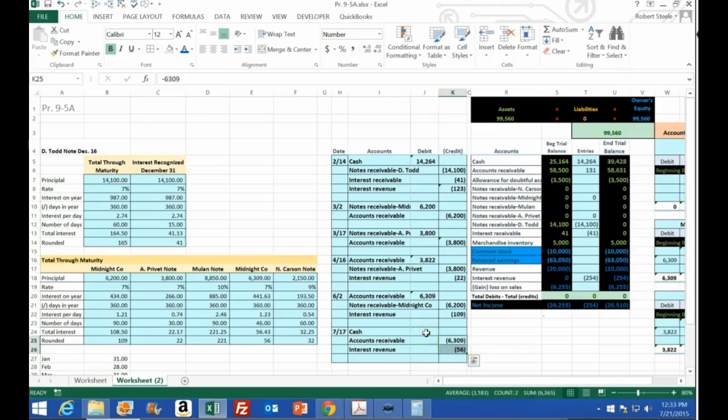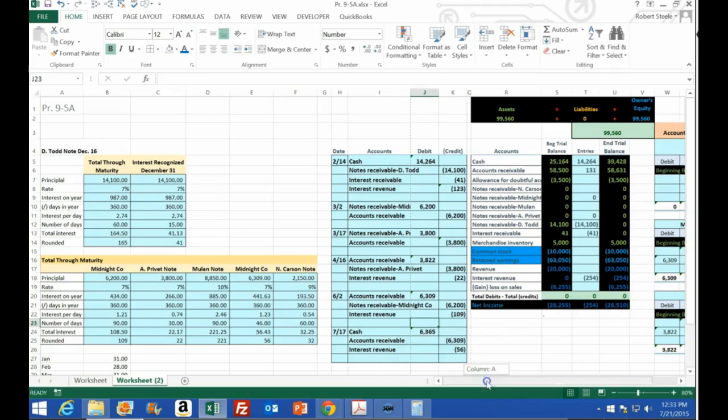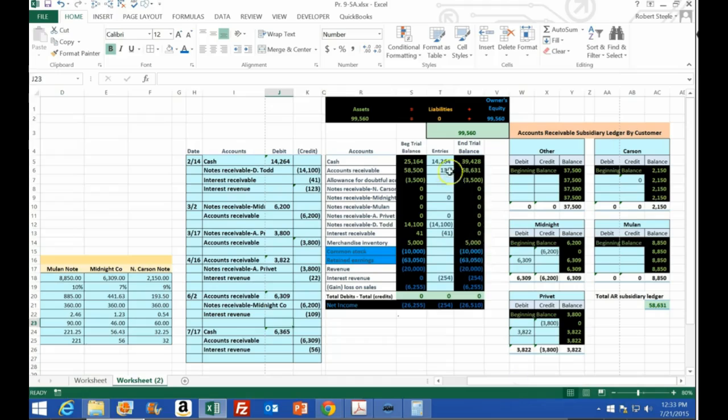And once again, we could do that with a negative sum function. That will be the debit then, the 6365. So then we can post this out. So I'm going to go to cash. I'm going to double click on it. Note, you can also hit F2, and then you can say plus, and if you hit F2 again, you can stop using the mouse and just use the keyboard here.